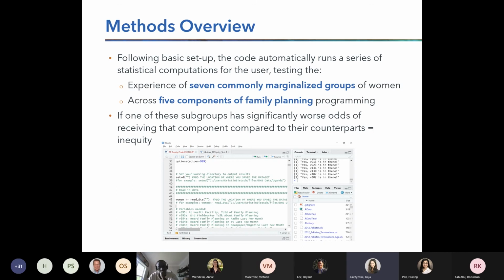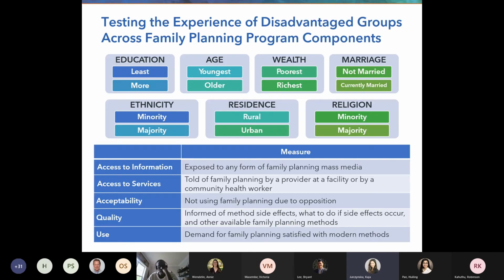This is actually our code fully loaded. Don't let it intimidate you. Again, the user's guide is really a good series of steps to do this, even if you're relatively new to R. All right. So as mentioned, we are testing the experience of disadvantaged groups across different family planning program components. It's not just about whether you're experiencing an equitable outcome in family planning uptake. We really want to go beyond that, given that family planning services are so much more.